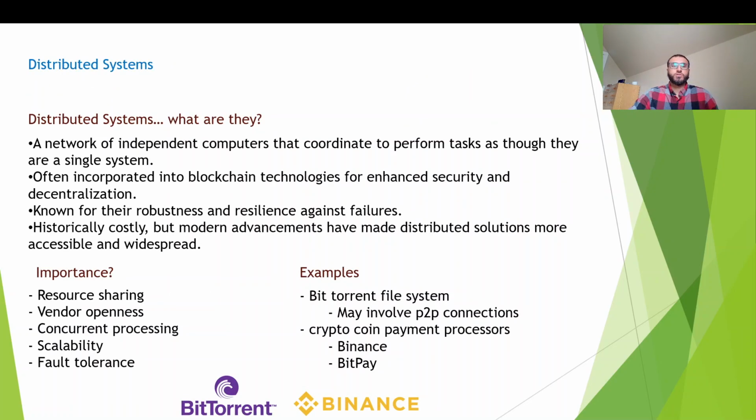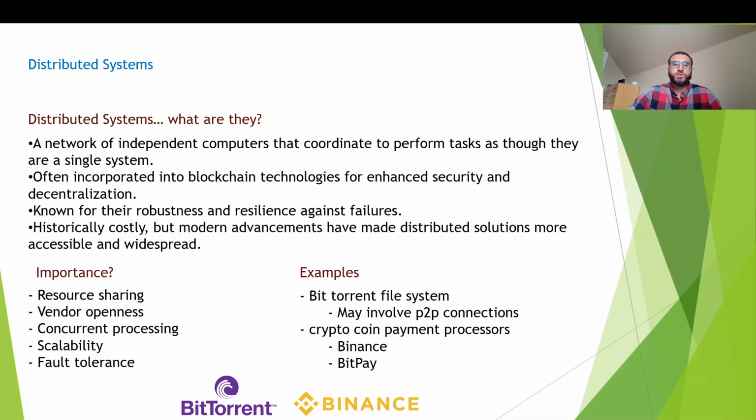So distributed systems, what exactly are they? They're basically a bunch of independent computers that work together and appear as one single system. So it's abstracted like that, and they're often incorporated into blockchain technology, and because it's on the blockchain, it has higher security and it offers a decentralized structure. And they're very known for their robustness and resilience, and this just goes more into the security point.